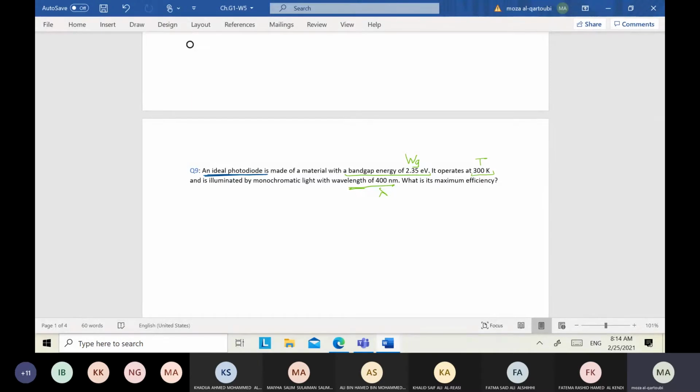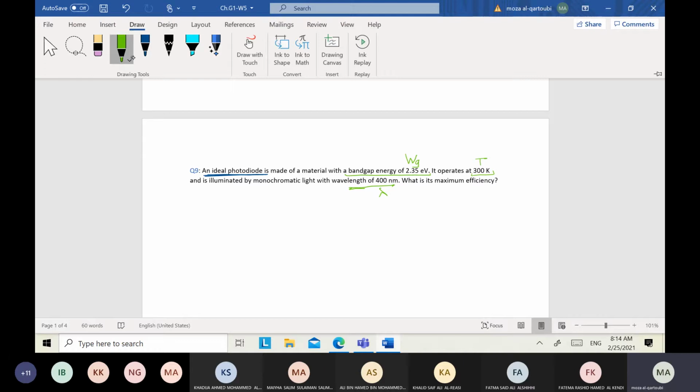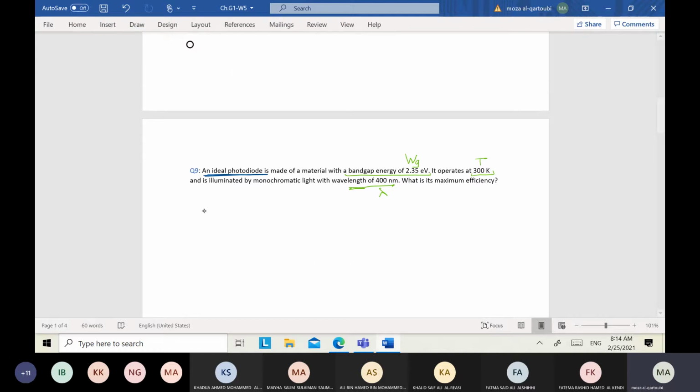What is the maximum efficiency of this photodiode? We need to find the maximum efficiency. So here I will again write the data which is given in this question. Given an ideal photodiode with band gap energy equal 2.35 electron volt, given temperature equal 300 Kelvin, given lambda equal to 400 nanometer, should be in meter, and asked to find maximum efficiency of this photodiode.